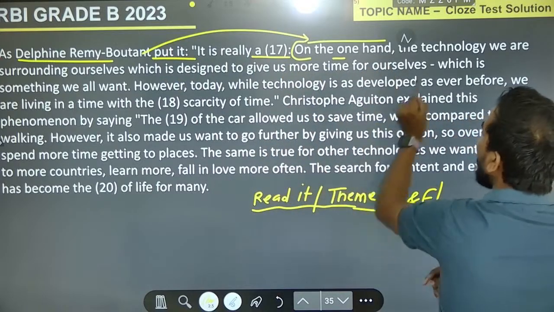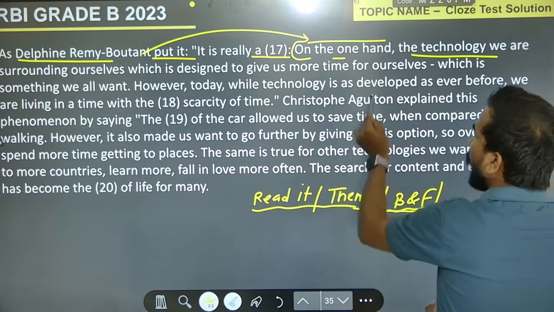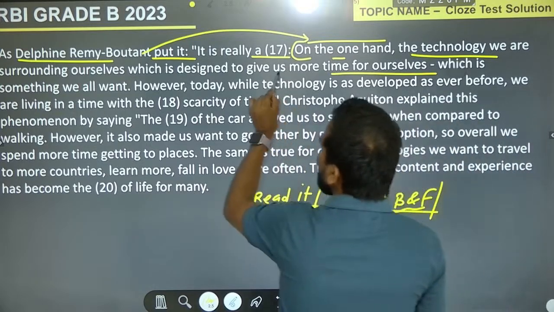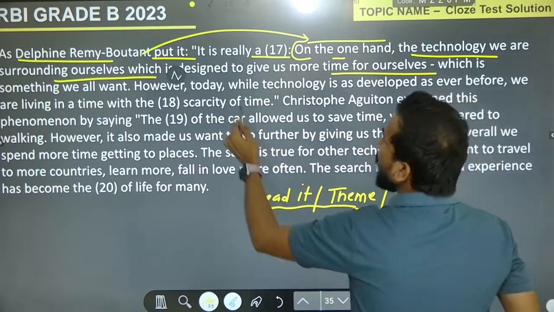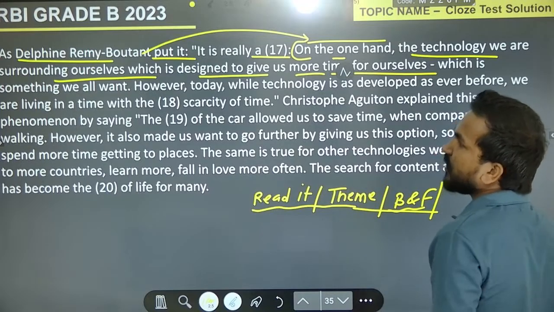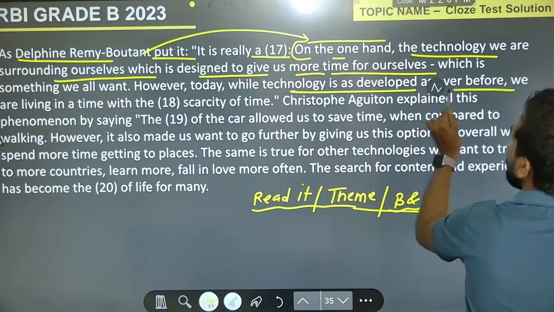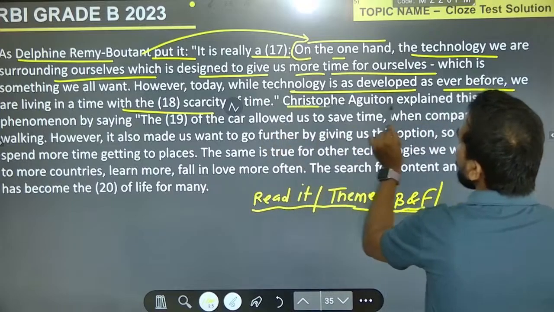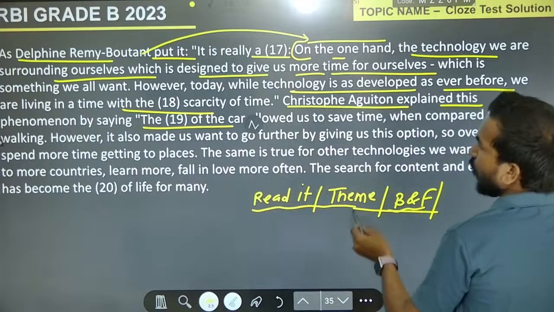It means, on the first hand, the technology we are surrounding ourselves with, which is designed to give us more time for ourselves, which is something we all want. However, today, while technology is as developed as ever before, we are living in a time with a scarcity of time. Christophe Aguishan explained this phenomenon by saying the blank of the car.